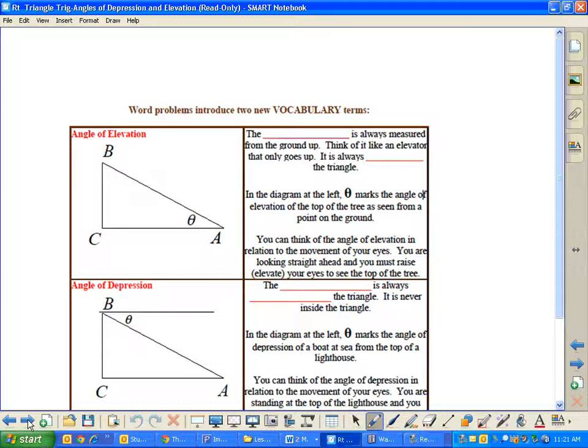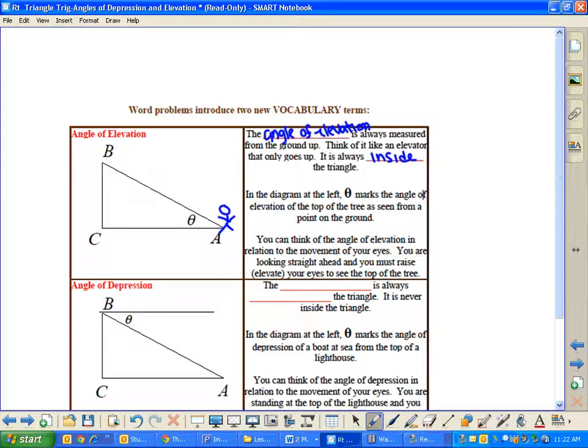Angle of elevation. The angle of elevation, that's your first blank, is always measured from the ground up. And it is always, always, always inside the triangle. From the ground up and inside the triangle. They're telling you, as you see in this diagram right here, this is an angle of elevation as if you're standing here. This can help if you want to draw.